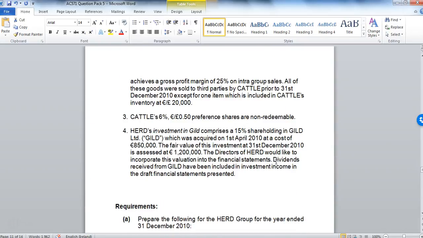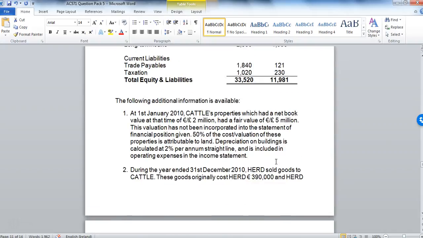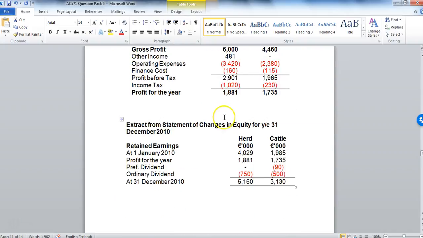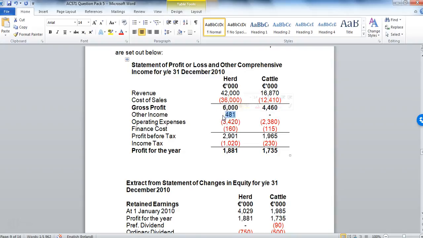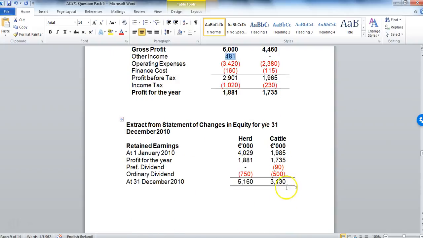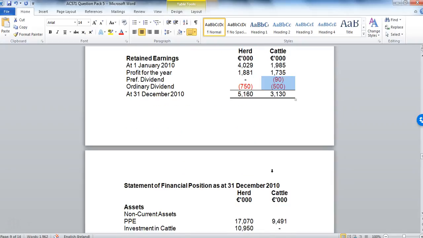And finally, then we're told the information about the investment in Guild is a 15% shareholding acquired during the year at a cost of $850,000. And now the fair value at the end of the year is $1.2 million. And the directors want to include this in the financial statements. And dividends received from Guild have been included in investment income. So now we know this investment income here of 481 includes dividend from Guild and also some intergroup dividend. So we'll have to deal with that in our adjustments.